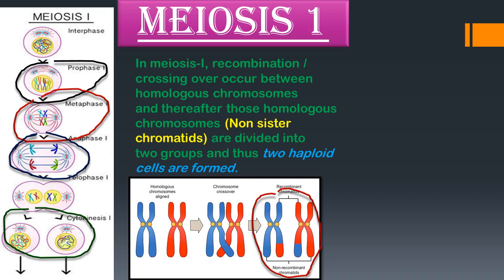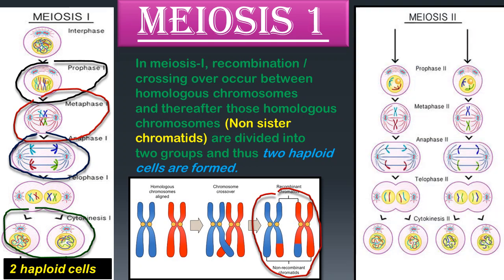Okay, that means decondensation of the chromatin and chromosomes will take place, and the two nuclei will divide at the end of telophase 1. And when the two nuclei and the two cells divide completely, two haploid daughter cells are formed, which are genetically dissimilar from the parent cell. Okay, now here the two haploid cells are formed. These two haploid cells formed in meiosis 1 will undergo division by meiosis 2.